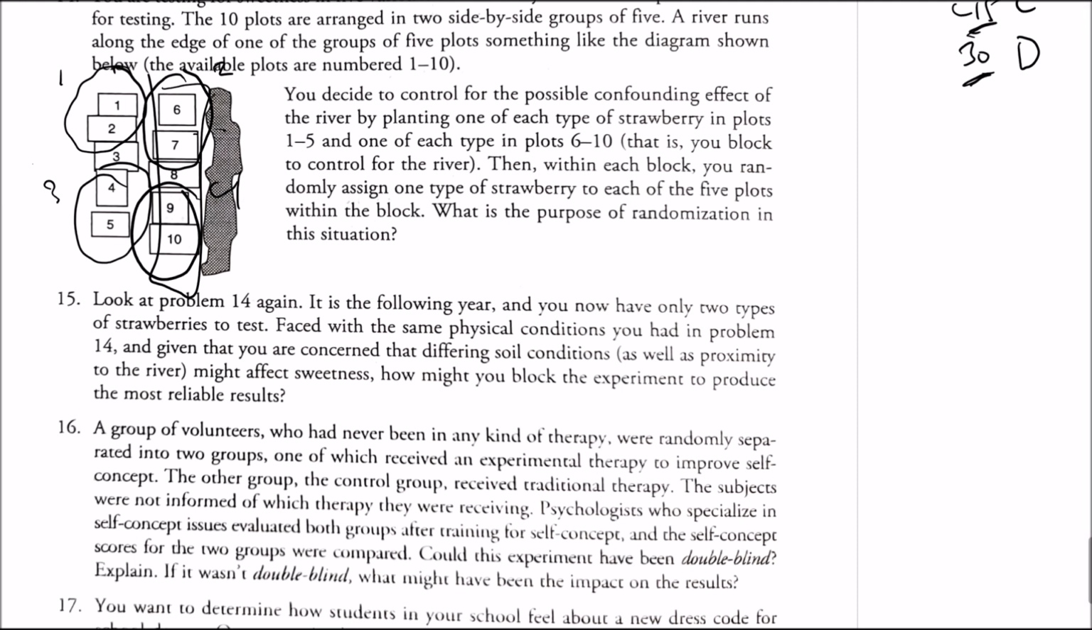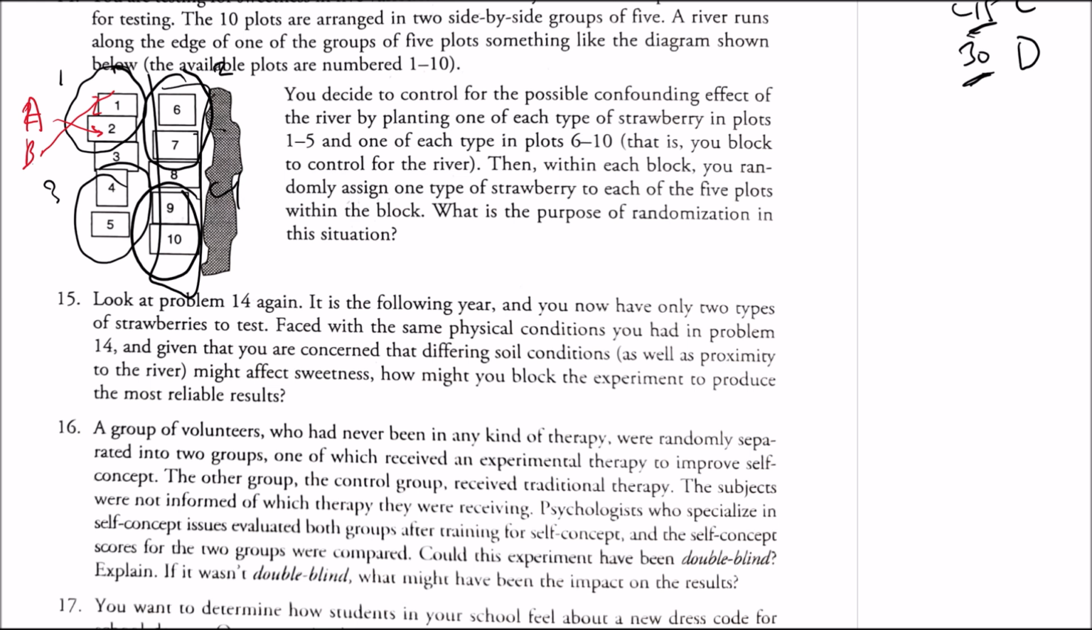And then what you could do is randomly assign 1 type of strawberry to each plot. So you have 2 types of strawberries, let's say strawberry A and strawberry B, and you're going to randomly assign it to one of those 2. So let's say a random number generator gives me 2. Well, then that means strawberry A is going to go to plot 2, and strawberry B is going to go to plot 1.